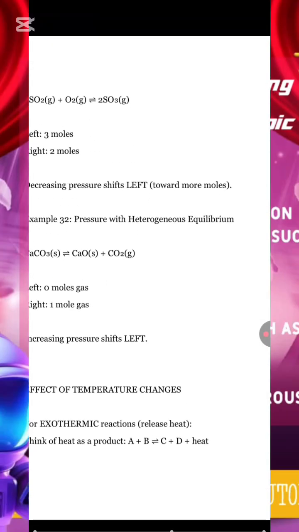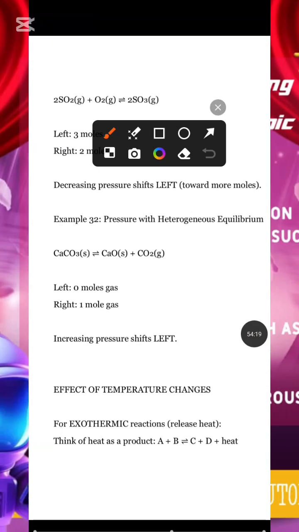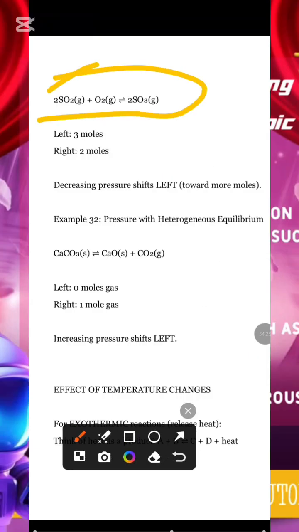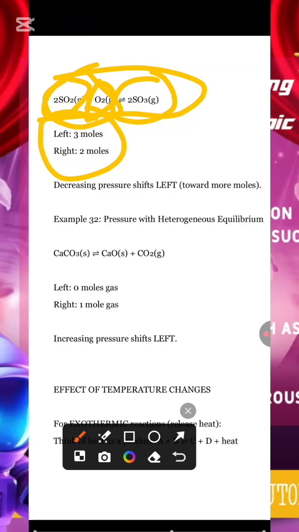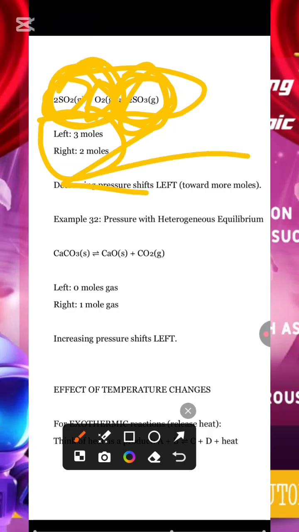Now example 31. Observe the reaction up there. You can see that on this side you have 3 moles of gases, 2 for SO2 and 1 for oxygen. So there are 3 moles on the left, and 2 moles on the right. Increasing the pressure will shift the equilibrium to the side with fewer moles, and decreasing the pressure will shift it to the side with more moles. That is, decreasing pressure will shift it towards the left, and increasing pressure will shift it to the right.